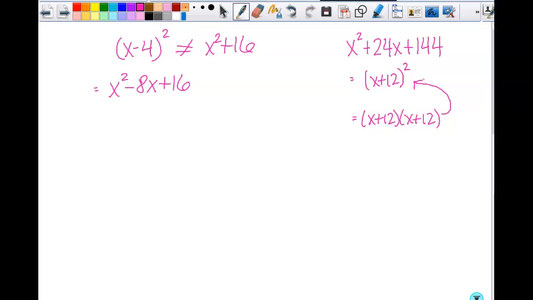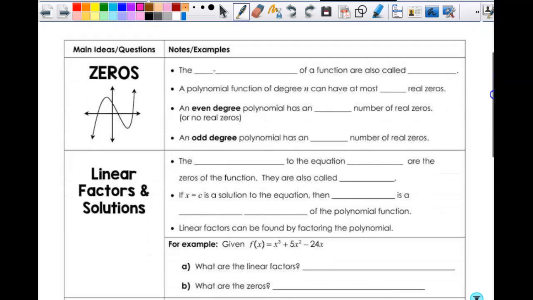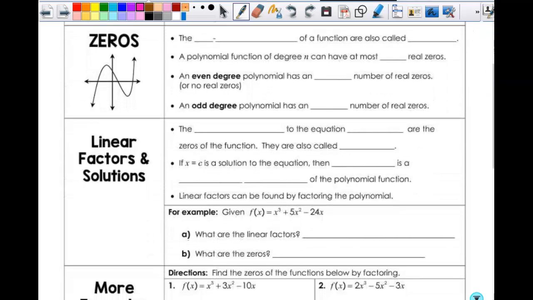All right, so let's look at what we're doing now. This is going on page 39. It is zeros, linear factors, and multiplicity. Okay, so the x-intercepts of a function are also called the zeros. That's no big shock, right? And that's not a secret. But we can call them the zeros.